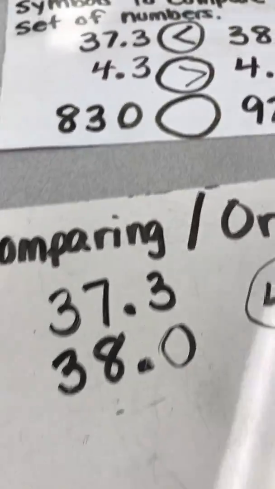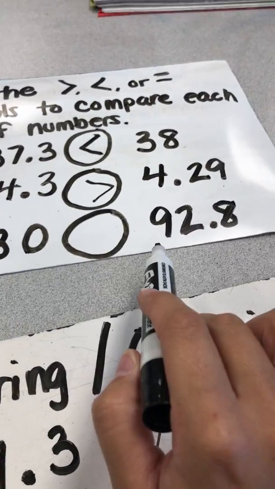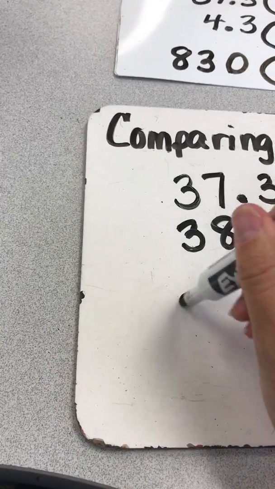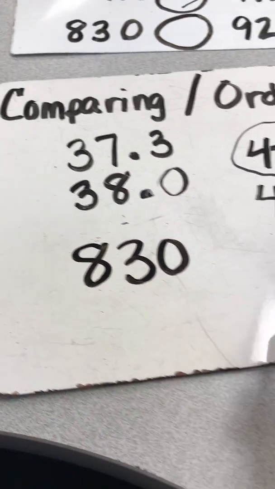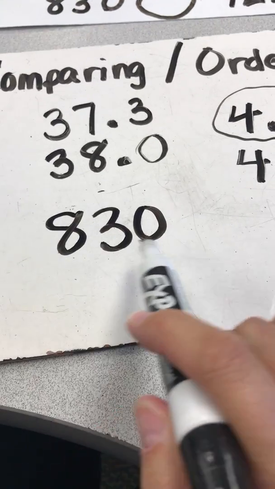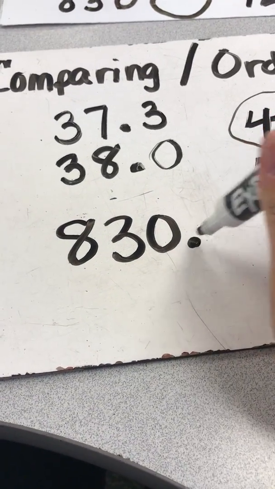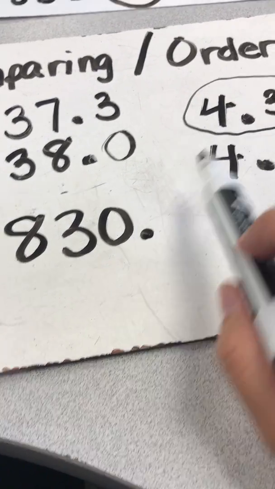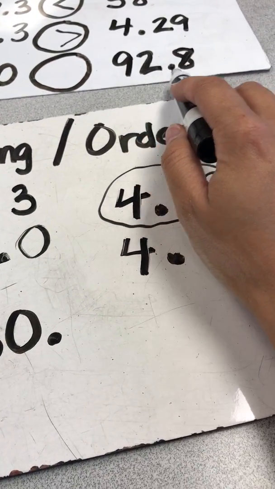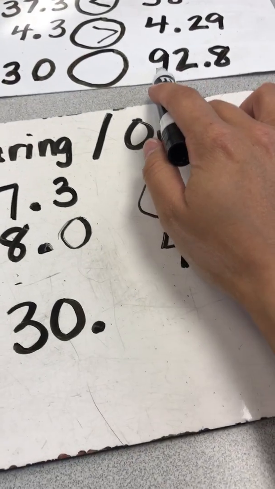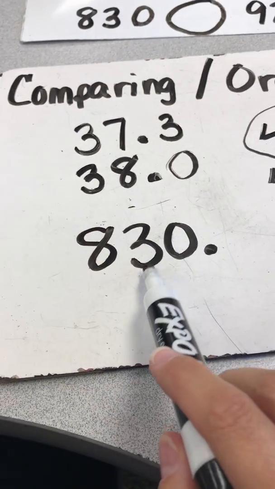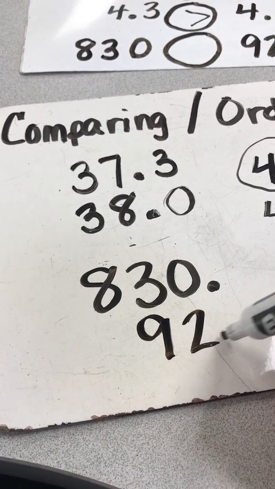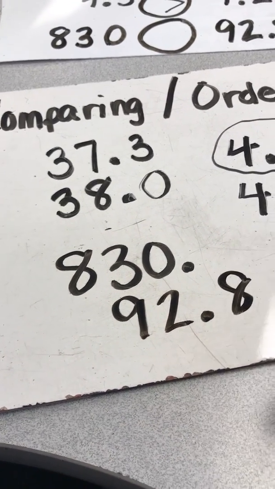Our last one is 830 and 92 and 8/10. So when we write this one, remember that your 830, even though the decimal isn't shown, anytime we have a whole number, the decimal automatically goes at the very end of the number next to the ones place. So we have to be careful when we line up our numbers for 92 and 8/10. The 9 is in the tens place, so it needs to line up with the 3 that's also in the tens place. So now we have 92 and 8/10.